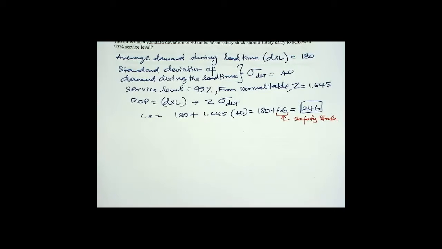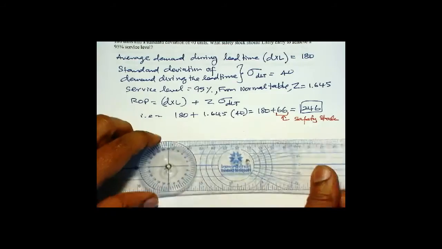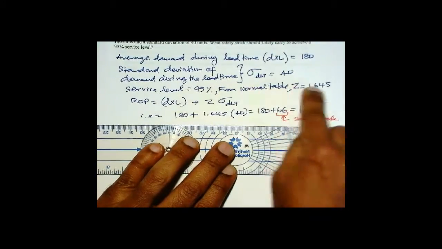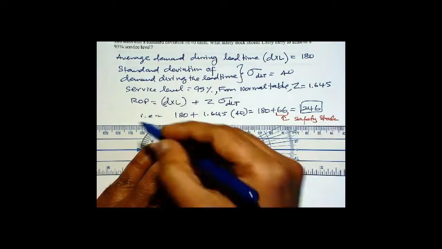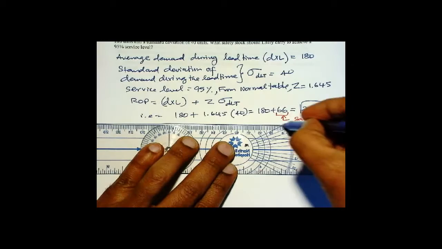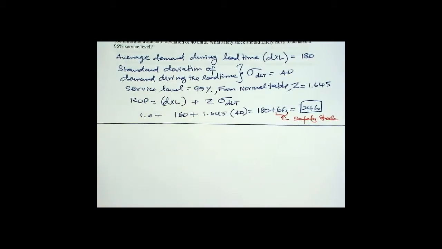Now, here we were given the sigma sub DLT as 40, but often you will not have that value given. You will have the demand and sigma sub D for one period. So let's look at what formulas we need.